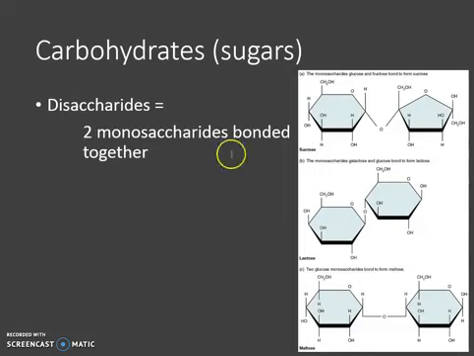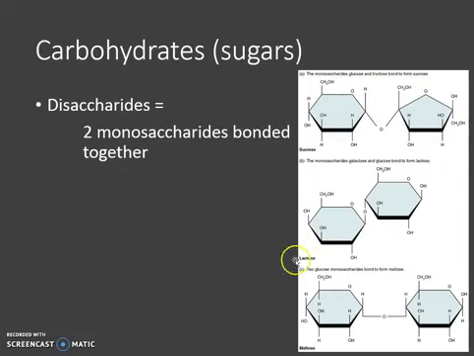So we can see this example here, where if you have a glucose monomer and a fructose monomer stuck together, bonded together, this makes sucrose. Sucrose is a disaccharide, and it is table sugar. So it's the sugar you put in your coffee or sprinkle on your cereal in the morning.